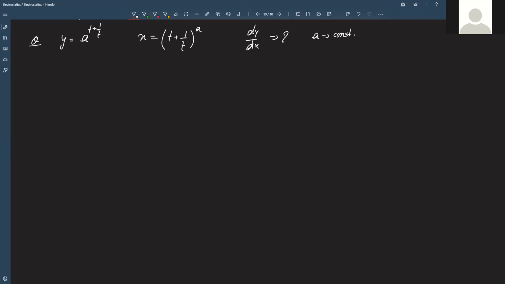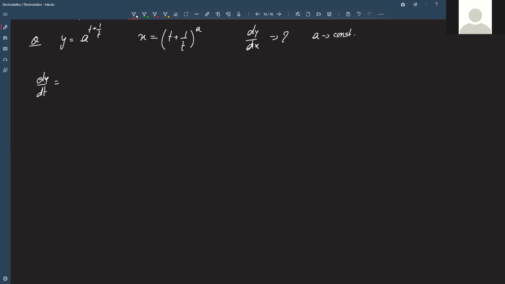So obviously this will be possible only if t is not 0. Otherwise, if t is 0, 1 by t here and 1 by t in x both will be not defined. So now how do we solve such problems? This is a parametric form question. So first you differentiate with respect to t, both y and x, and then you divide them. So first find dy by dt.